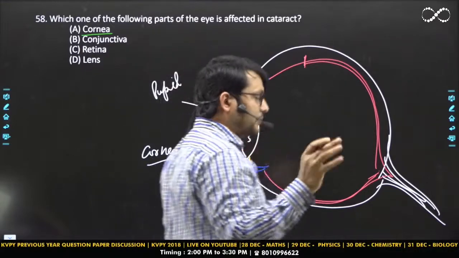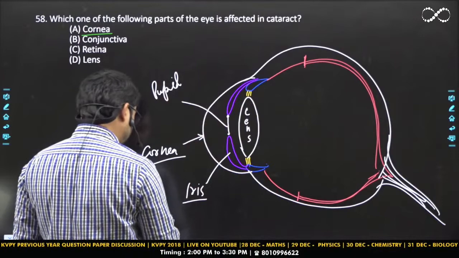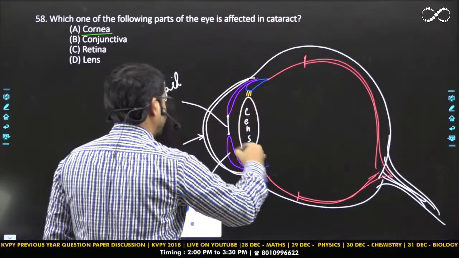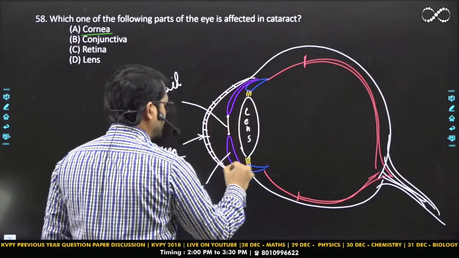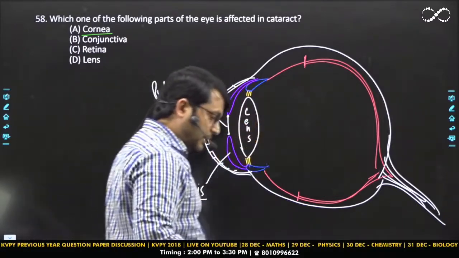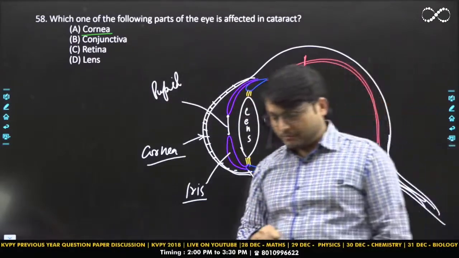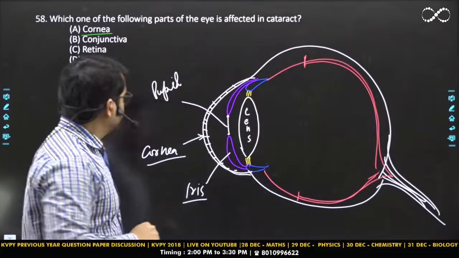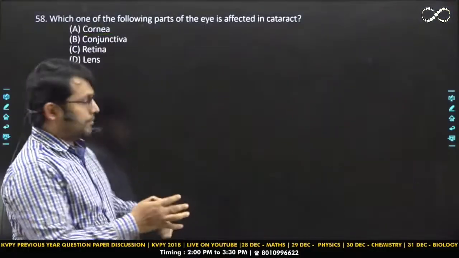But clouding does not happen in the lens, Akhil. It is here in the corneal layers. The cells here are the ones where clouding happens. Clouding does not happen in the lens. Therefore, by treating the cornea, you can treat the person of cataract. Okay. Great. Let's move to the next question.